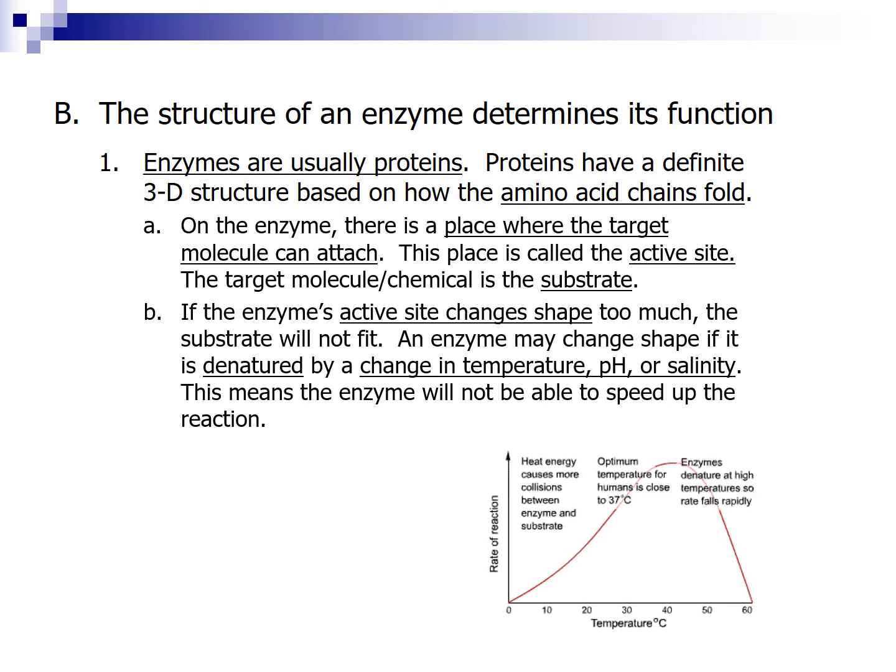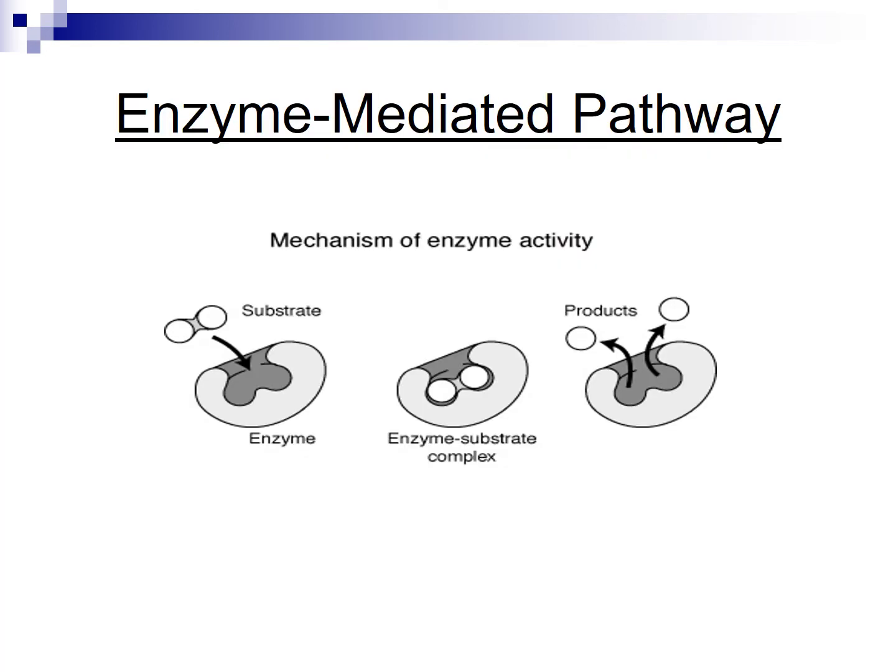So we have a range. We have a lovely graph here that shows you the range for optimum temperature for an enzyme to work. Enzymes work at specific places best, and if they're not in that specific place, then they don't work.